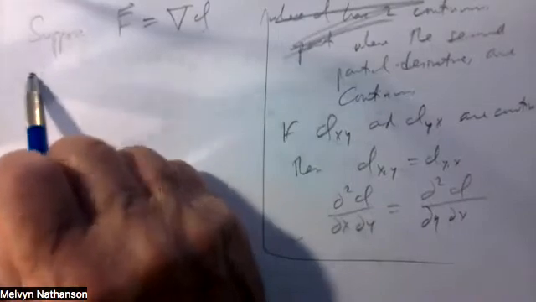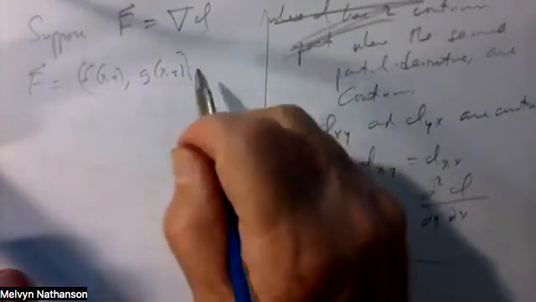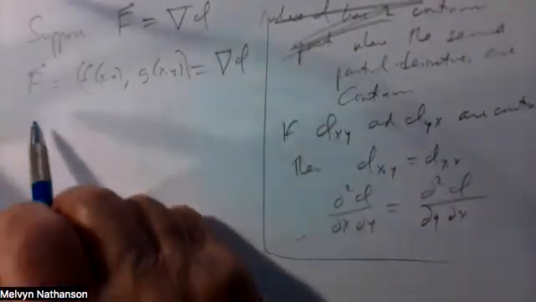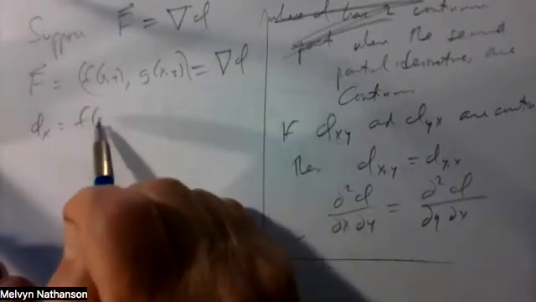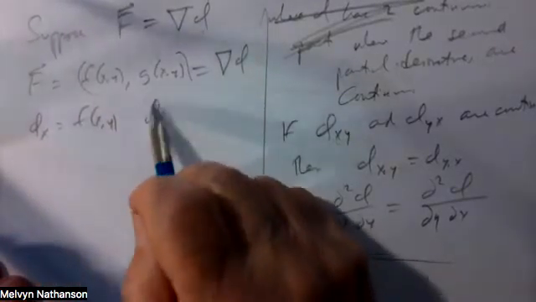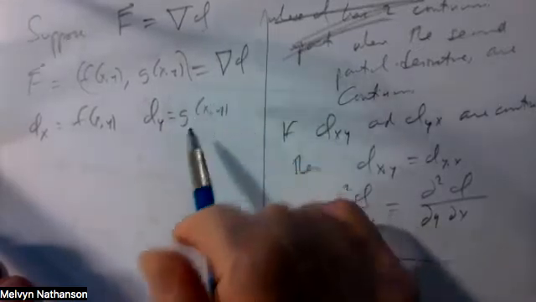So suppose F is the gradient of a scalar function. Let's look at the two cases separately, 2 dimensions and 3 dimensions. Suppose that F is f of x, y, g of x, y, and suppose this is the gradient of some function phi. That means the partial of phi with respect to x is f of x, y, and the partial of phi with respect to y is g of x, y.